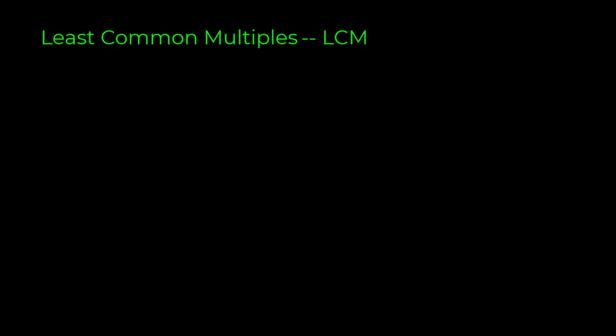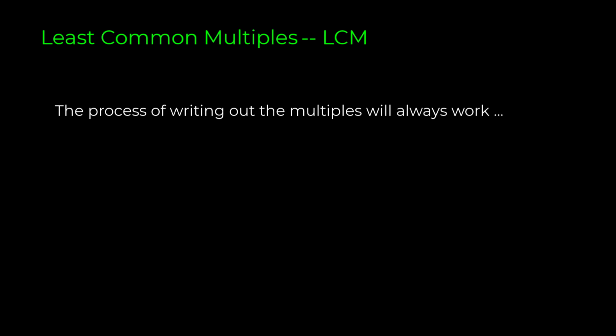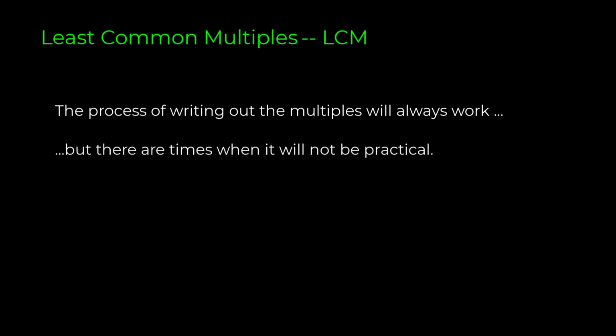You can see that the process of writing out the string of multiples for each number until you find a common number will always work. Many of you can probably do numbers like this in your heads, and if so, that's perfectly fine. But I think you can see that if you're trying to come up with the least common multiple for several numbers, or if the numbers are somewhat ugly, then this way of solving problems can get unwieldy, time-consuming, and mistake-prone.